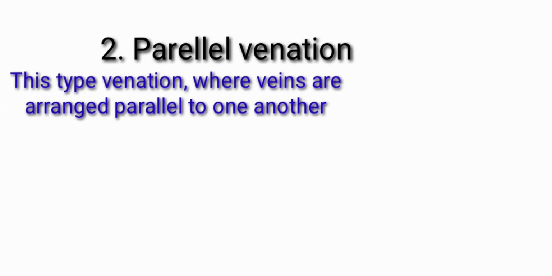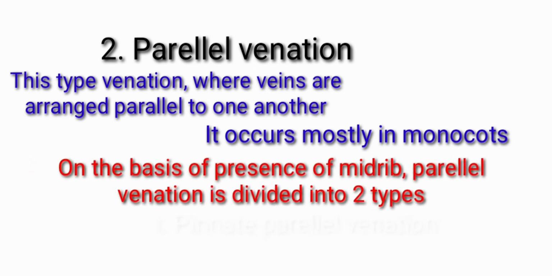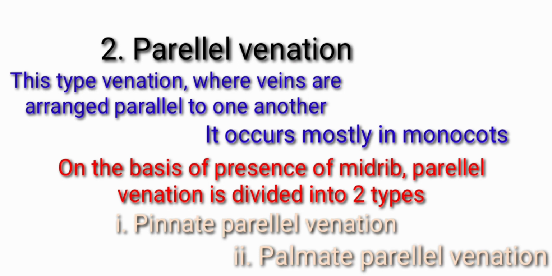Next one is the parallel venation. This is the type of venation where the veins are arranged parallel to one another. It occurs in monocots. It is classified into two types. So first one is the pinnate parallel venation and second one is the palmate parallel venation.